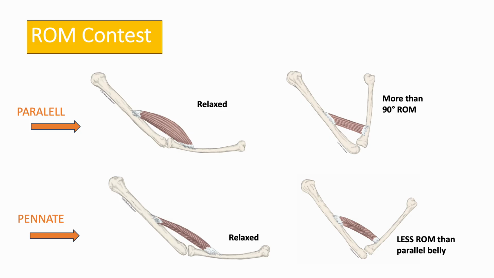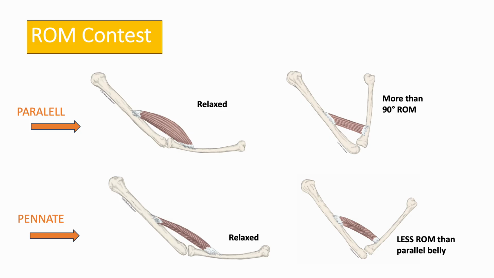This slide is called the ROM contest, and it shows us the trade-off between distance and power. So the top row, which is parallel, they're the speedsters. The fibers run in a straight line from one end to the other, and because those fibers are so long, they can shorten by a huge percentage of their total length.